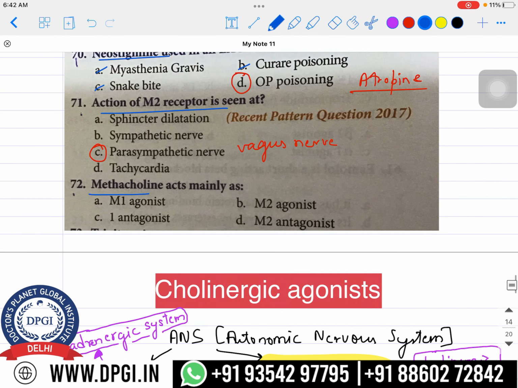Okay. Question number 72 over here. Methacholine acts mainly as. Methacholine, if you remember guys, I told you bethanechol and carbachol were acting on M1 and M3 as a preference, and methacholine was acting on the M2 receptor. So it was stimulating the M2 receptor. So here the answer would be an M2 agonist, right?